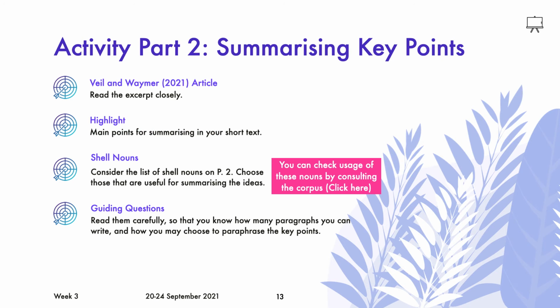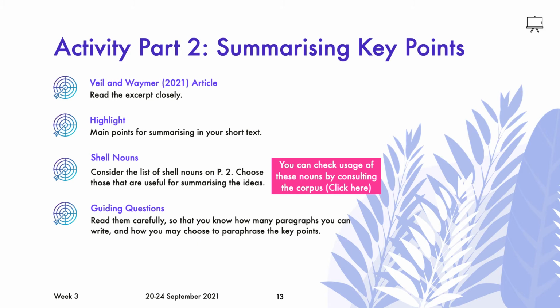Here we are. After the class 1 activities, we have an activity of a larger scale. We only have one activity, which is you're going to write a summary text based on an article I have chosen from a journal. It's by Veil and Waymar. It's very recent, on a crisis situation in the University of Kentucky.